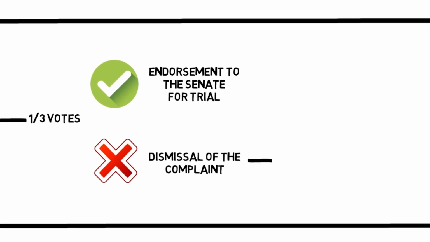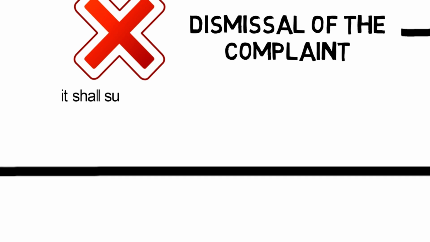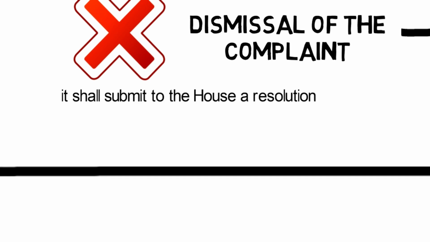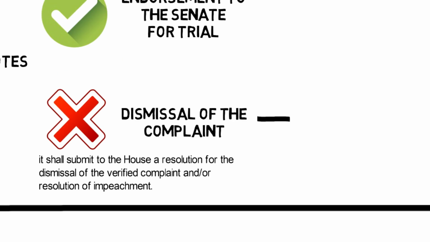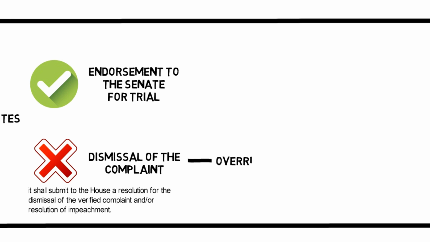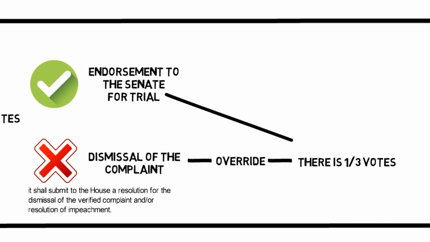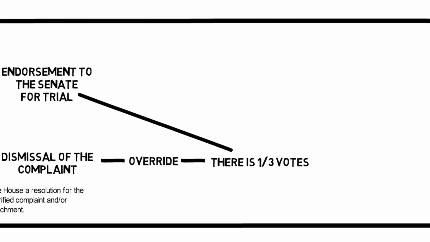When the report of the Committee on Justice dismisses the complaint, it shall submit to the House a resolution for the dismissal of the verified complaint and/or resolution of impeachment. A vote of at least 1/3 of all the members of the House shall be necessary to override such resolution, in which case the Committee on Justice shall forthwith prepare the articles of impeachment.